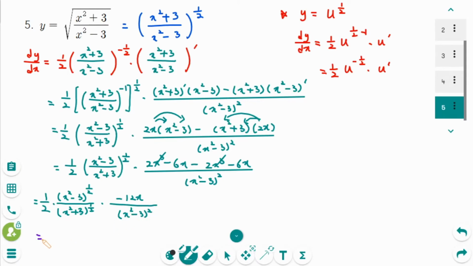And then the final answer is 2 times 1, 2 times 6, so minus 6x over, keep this one, (x squared plus 3) to the power of 1 over 2. Then this 1 over 2 cancelled, makes 3 over 2. So (x squared minus 3) to the power of 3 over 2. This is the final answer.